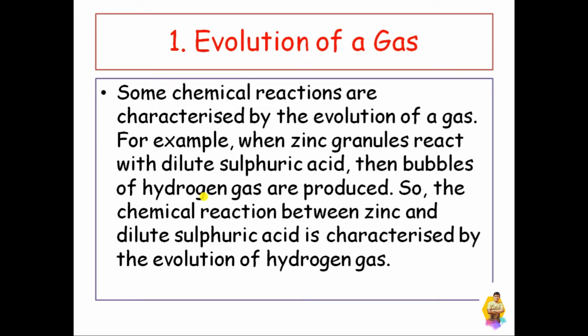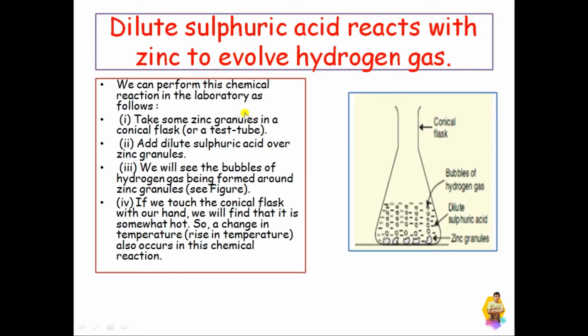So some chemical reactions are characterized by the evolution of gas. For example, if we treat the zinc granules with dilute sulfuric acid, the bubbles of hydrogen gas can be seen. So the chemical reaction between zinc and dilute sulfuric acid is characterized by the evolution of hydrogen gas. Let's see. So this is the conical flask where we keep a bit of dilute sulfuric acid, and in which, see, the zinc granule is also there, and we can see the bubbles of hydrogen gas.